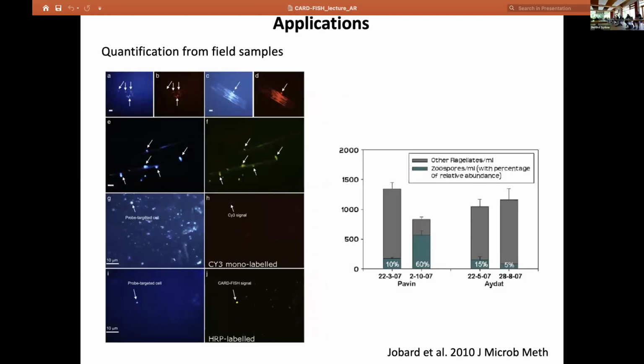Maybe we need to quantify. If we want to quantify our target organism, our target group, we can also do this with FISH. In this case, they used the probe for chytrids to stain the zoospores, and in this way, determine the zoospores in the sample that belong to chytrids and those that didn't belong to chytrids. Okay, and then in that way, they could quantify the amount of chytrid zoospores that we have in the environment.